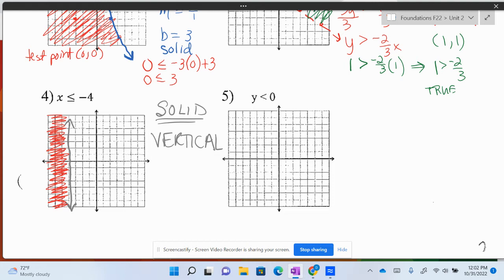What kind of a line is y is less than 0? It's going to be horizontal, solid, or dashed? Horizontal, dashed. So I'm going to go to where y equals 0, which is right here, and I need to just put a dashed line.